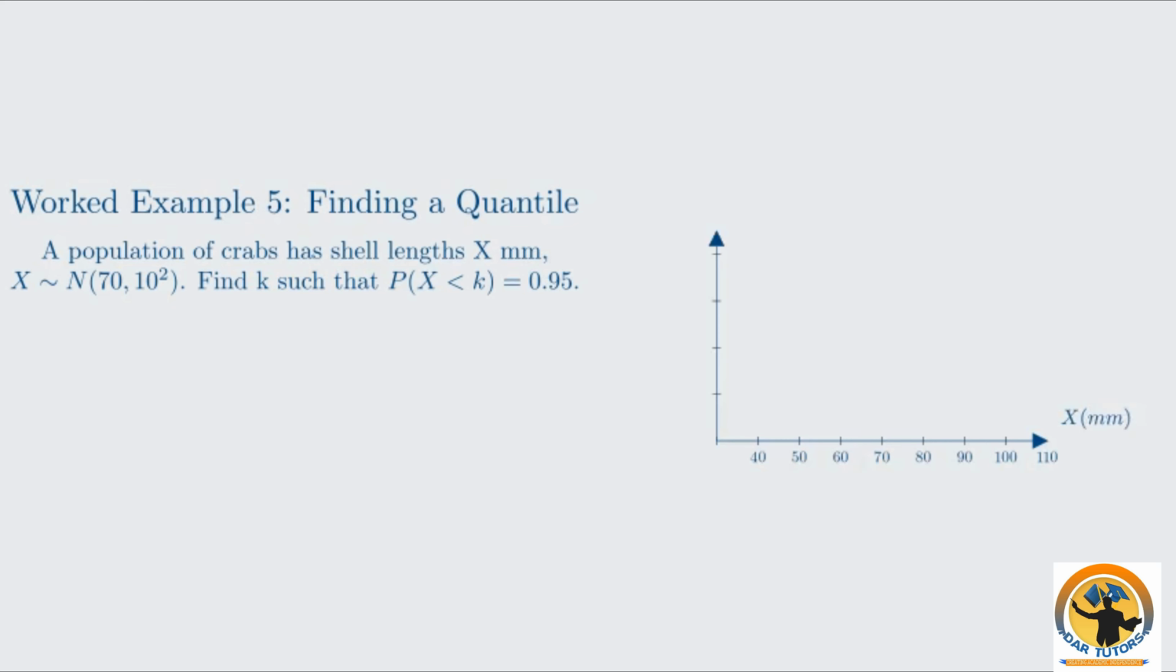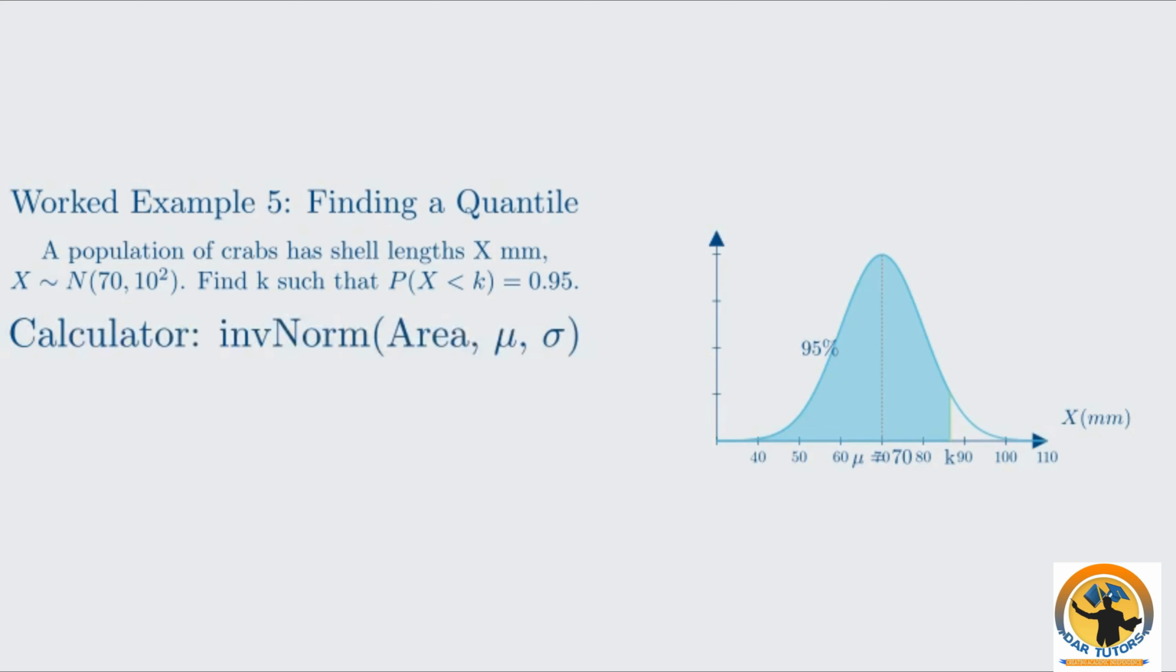We are looking for a specific value on the x-axis, k, such that the area under the normal curve to its left is exactly 0.95. Since 0.95 is greater than 0.5, we know k must be to the right of the mean 70. This is an inverse problem, so we use the inverse normal function on our calculator, often called inv-norm.